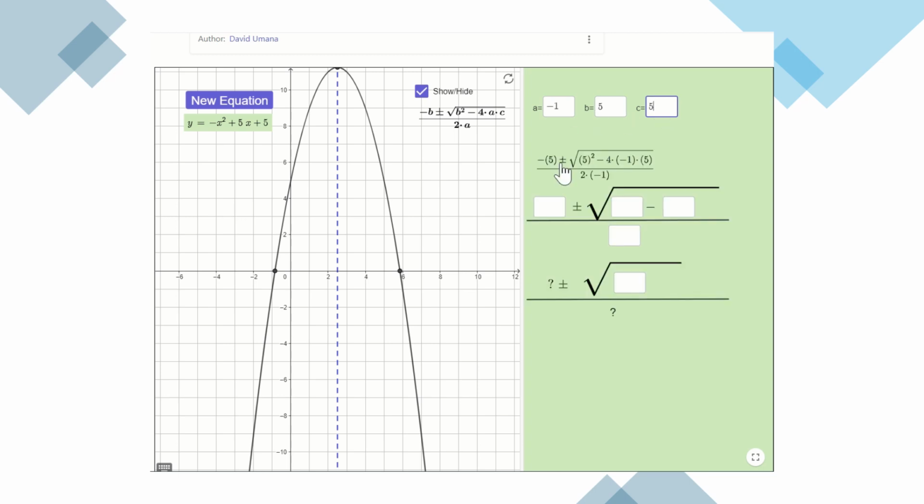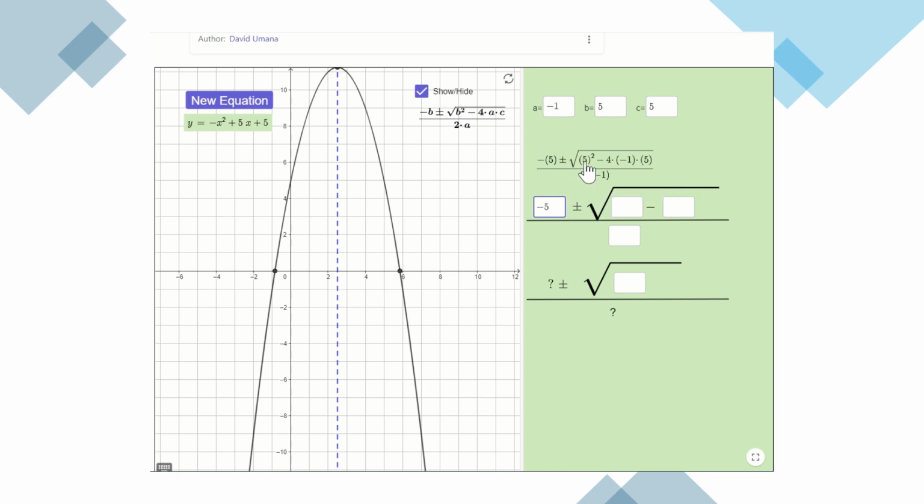Once I do that, I can see that the formula has already been filled out for me. All of the numbers are in their correct spaces, and they match perfectly with the actual equation. So now I'm going to begin to simplify. I start with this part outside of my plus or minus. I see a negative parentheses 5. That now just turns into -5.